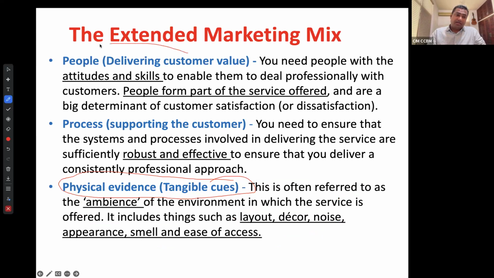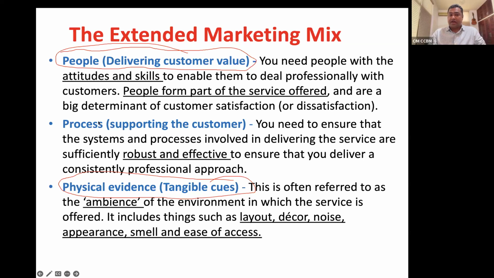Then people. People means the people who deliver the product, the sales staff. They have to have a positive attitude, highly skilled.